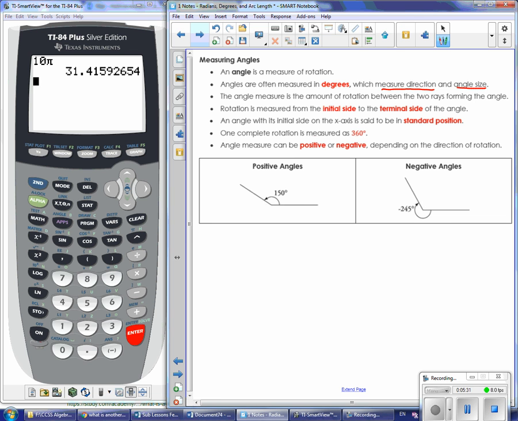The rotation is measured from the initial side to what we call the terminal side. That would be this side. And that's the two rays that form the angle. When the angle has its initial side on the x-axis, so if I looked at this as though it's on the coordinate plane, since my angle is on the x-axis, I would say this is in standard position.